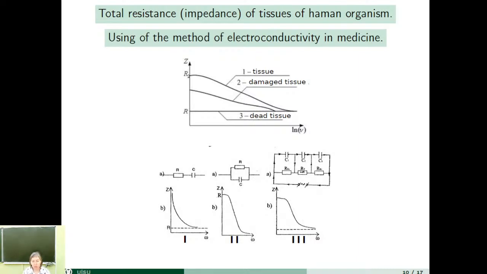On dependence B, the graph of dependence of Z on omega for this circuit is given, which corresponds to the experimental data. There are other complex equivalent circuits, however, none of them can accurately reproduce the laws inherent to a complex biological system.